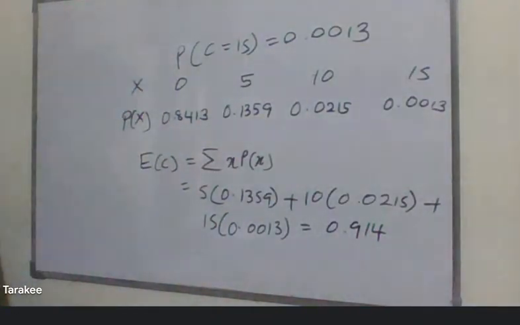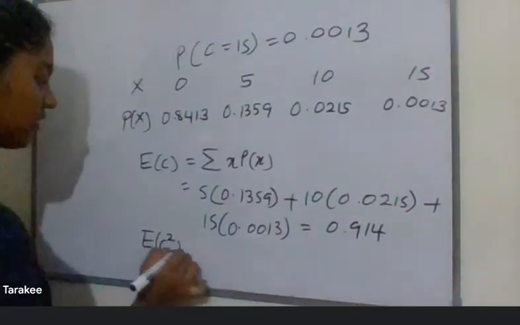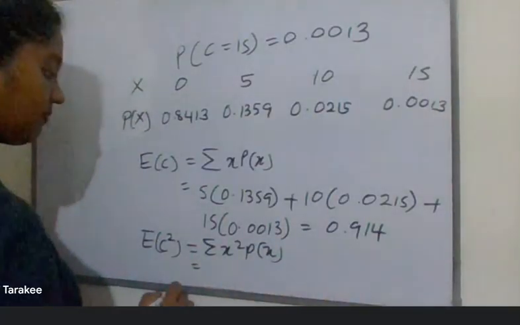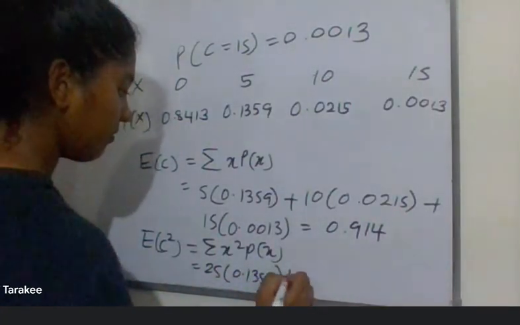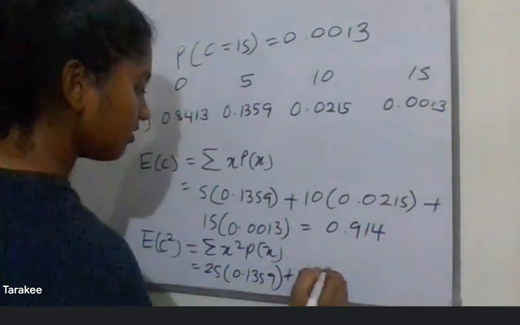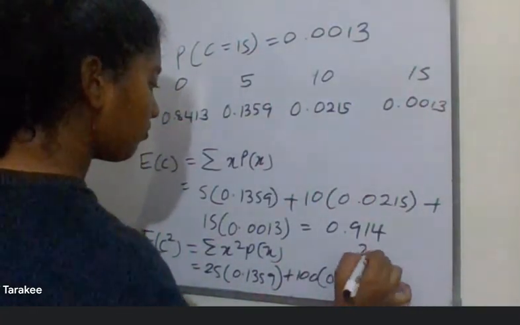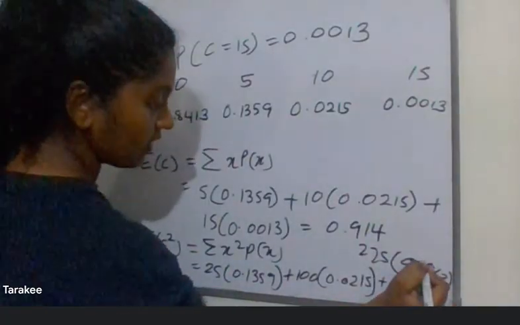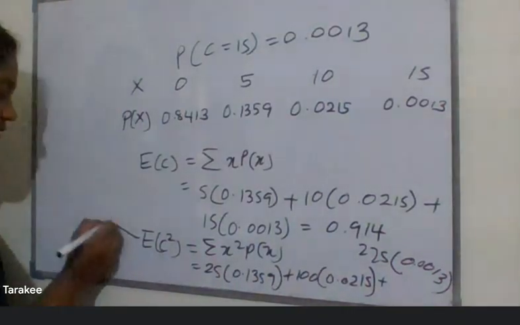Okay. And then Var(C), for Var(C) you have to find E(C squared) first. That is sigma x squared P(x), which is 25 into 0.1359 plus 100 into 0.0215 plus 15 into 15 is 225 into 0.0013. Okay. So the value is 5.84.